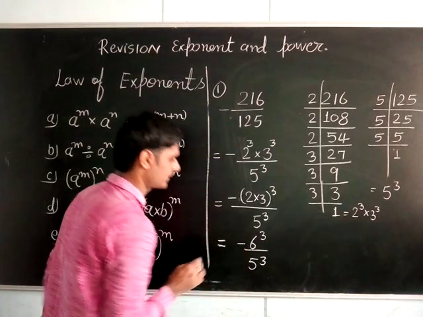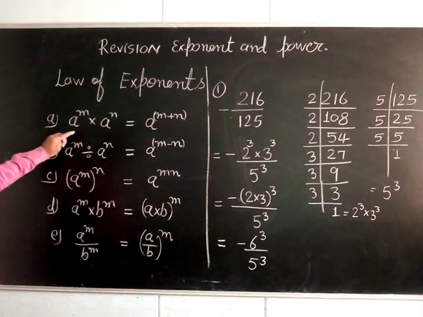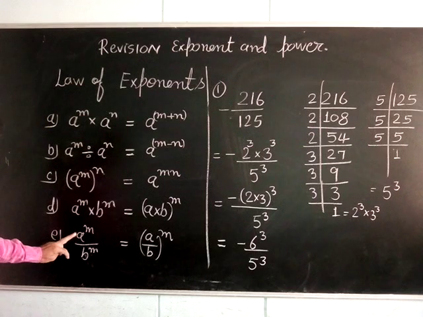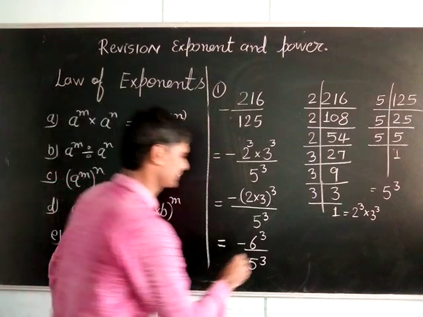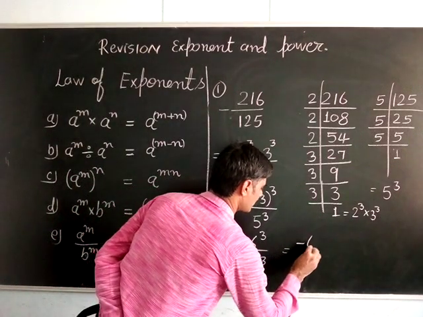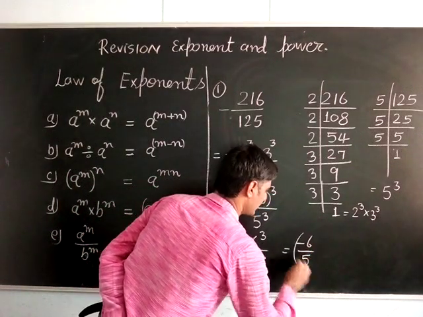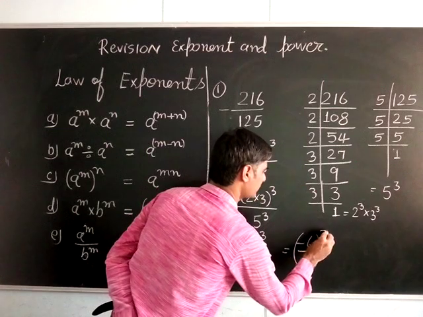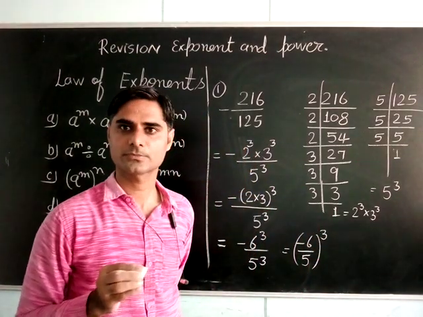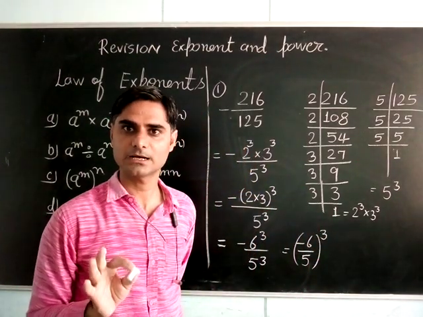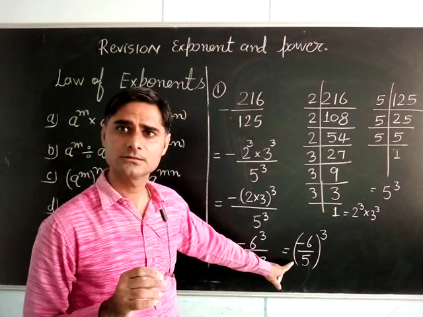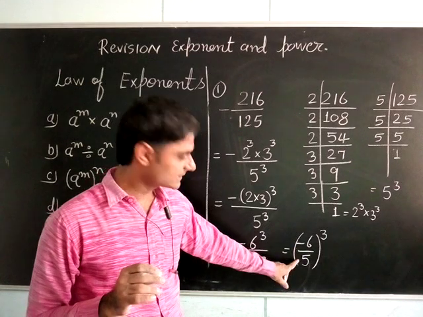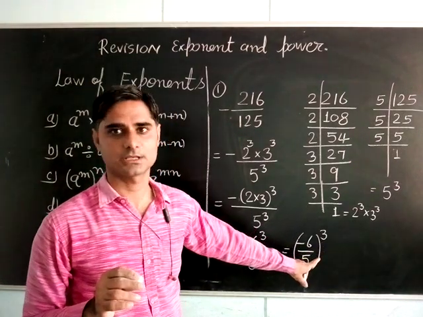Okay, 6 upon 5. See this one, a upon b, where the powers are the same. So can we write in this form? Yes, we can write. So this will be equal to minus 6 upon 5 power 3 will come. Right? Power 3 will come or not? Yes. So now next thing is minus 6 upon 5 whole power 3.